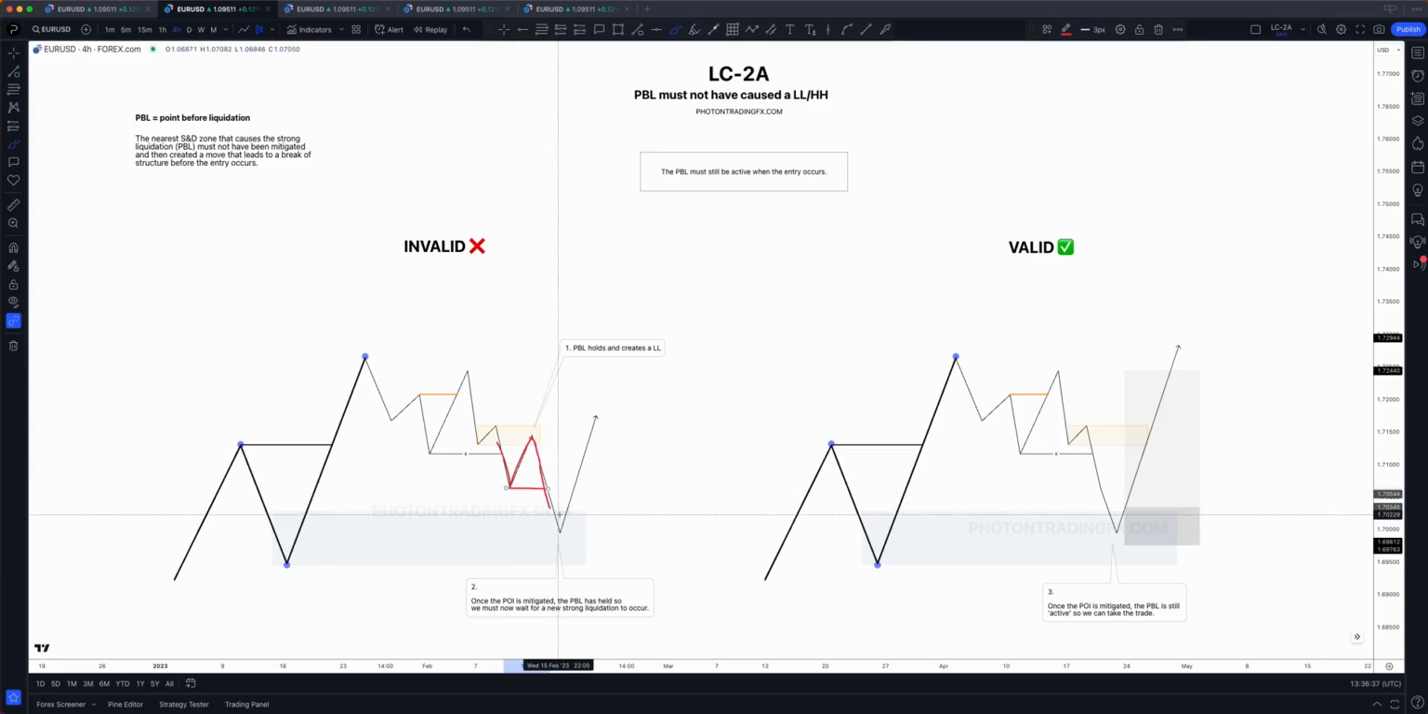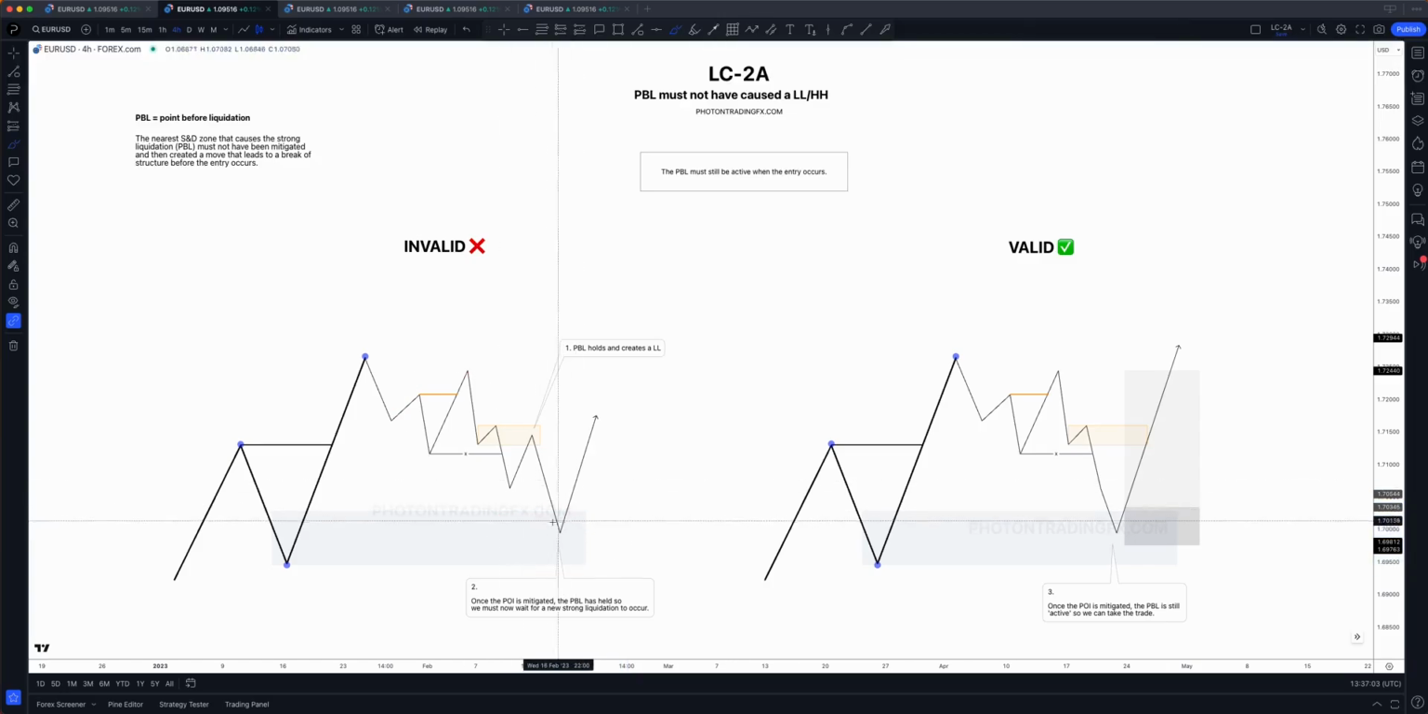It causes a lower low. So basically, that's when we say the PBL is held and the PBL has done its job, because supply is held and it's caused a new low. If that happens, that means that we are no longer interested in this strong liquidation, okay? That is the mechanical rule that you can use to solve that problem of asking, is the strong liquidation that occurred still relevant for the move that we are trying to trade from this POI?